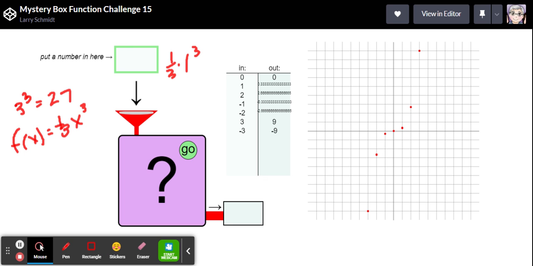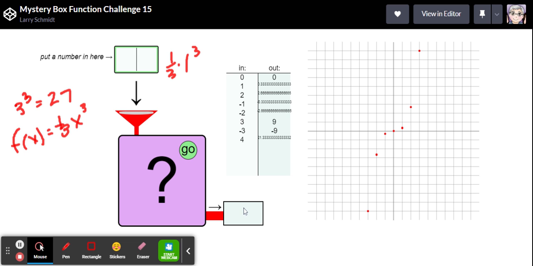So let's put in a 4. And we got 21 and 1/3. It's not going to show up on the graph. Is that 64 divided by 3? Well, 60 divided by 3 would be 20, and then 4 would be 1 and 1/3, so 21 and a third. That looks right. So I'm pretty sure we've got f of x equals 1/3 x cubed.